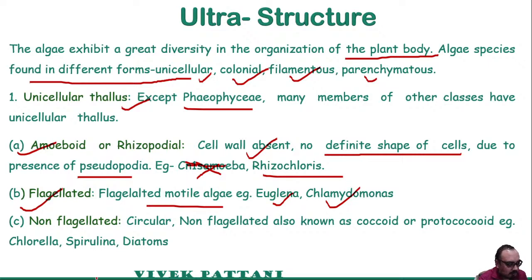Next comes the non-flagellated ones, which include circular non-flagellated forms known as coccoid or protococcoid algae, with examples such as Chlorella, Spirulina and diatoms. We will see photographs in the later part of the lecture.